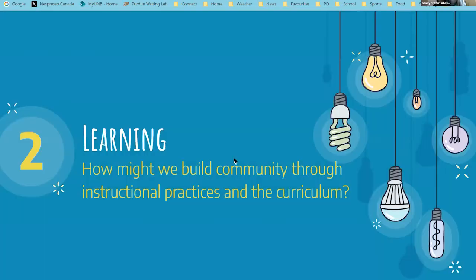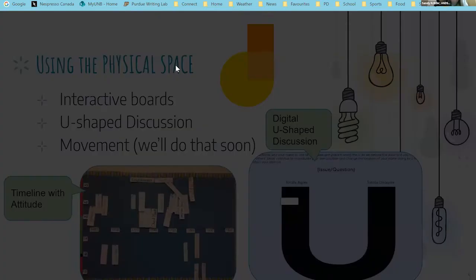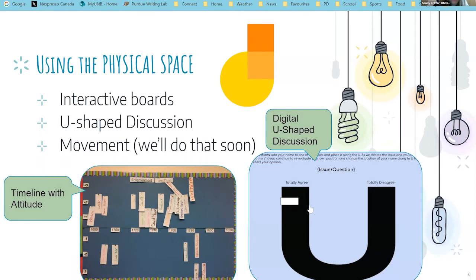Another suggestion, sorry, I was opening and closing the chat there, is to do things like four corners activities, which I think a lot of people do. U-shaped discussion is one of my favorites. I've shared with you a digital copy because I was supporting folks in my board. How do you do stuff that used to be done physically or movement-oriented in a digital space? So during the pandemic, I offered that as an example.